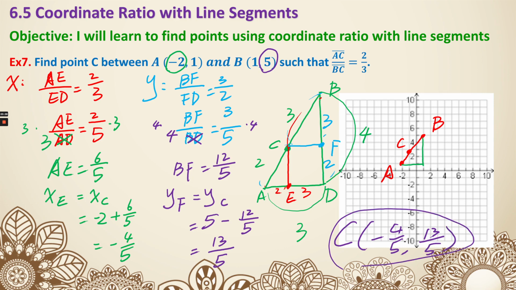So this example kind of let you see that if the graph is too small, well, make it bigger. You can make the triangle bigger to see everything clearer. That is example 7. That is everything for 6.5.